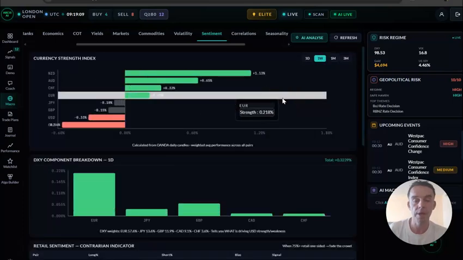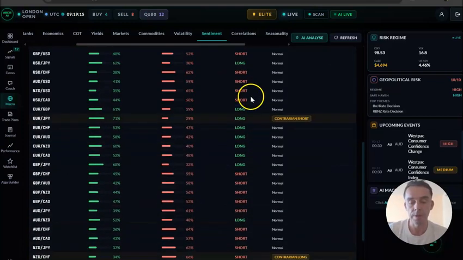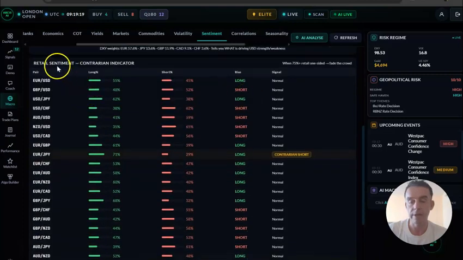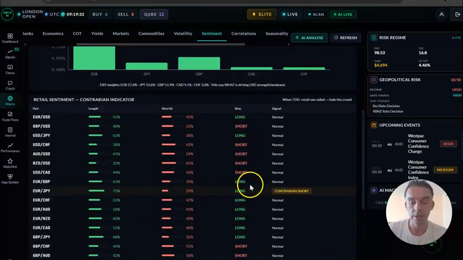Now the platform will be updating for stocks, crypto, and futures and options. Well, just want to get this out. So it's telling you the retail sentiment contrarian indicator. So it's saying 71% of retail traders are long Euro JPY, contrarian long, bias long.